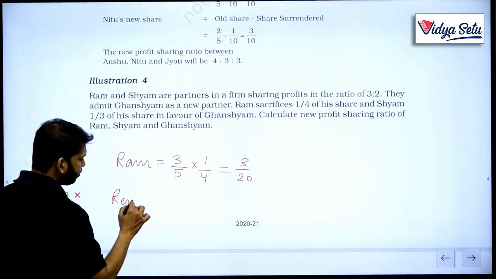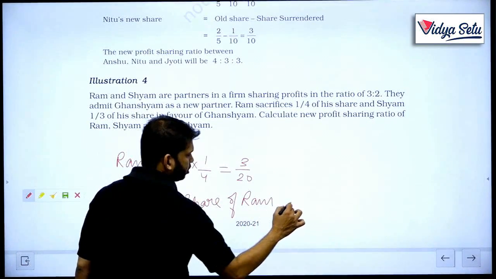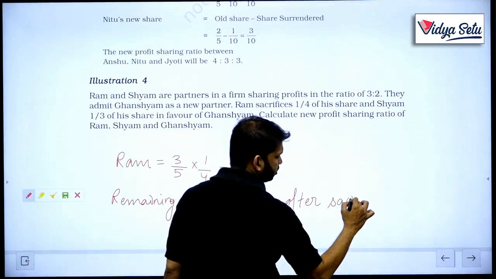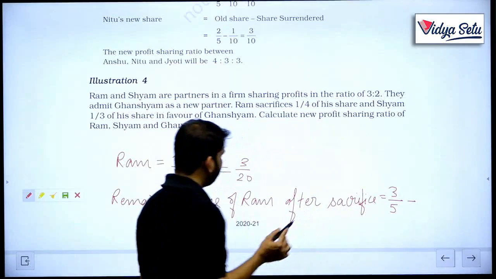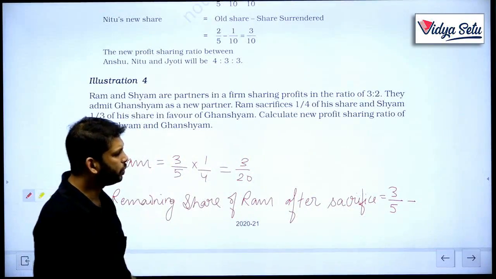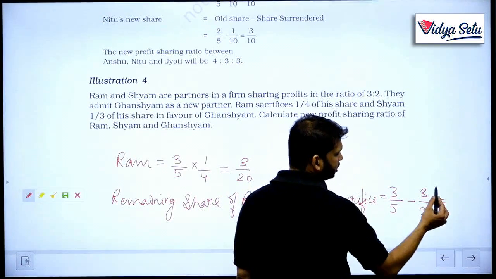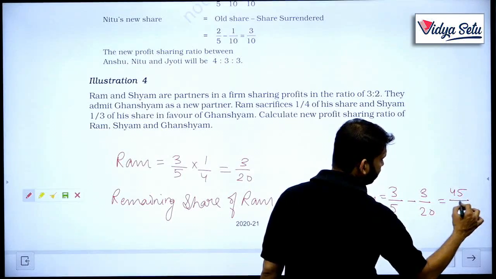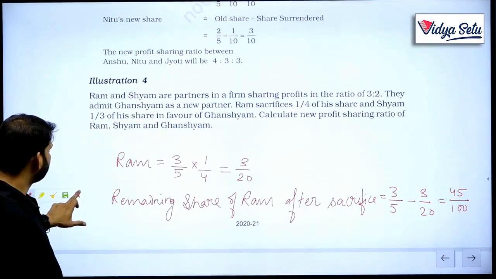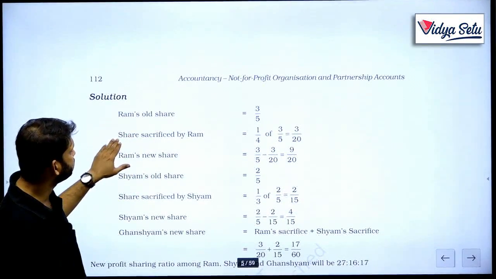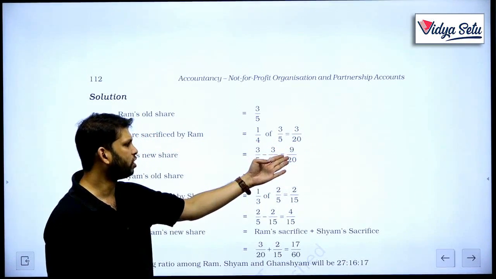So, the remaining share of Ram after sacrifice: Ram's share was 3 upon 5, and he is sacrificing 1/4 of his share. That means 3/20 he is sacrificing. So how much is remaining for him? 20 into 3, 60 minus 15, that comes to 45 upon 100. This is what is remaining. After sacrificing, 9 by 20 or 45 by 100 is remaining if you solve it.